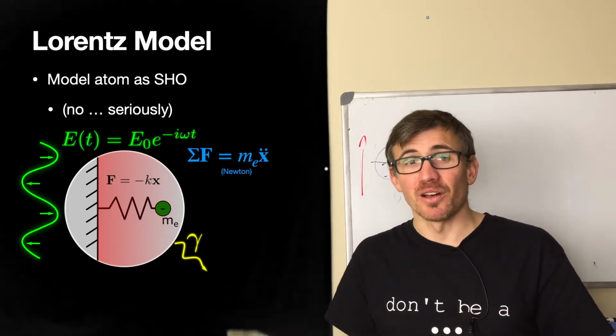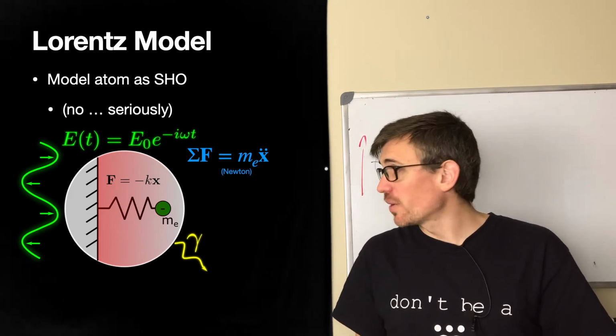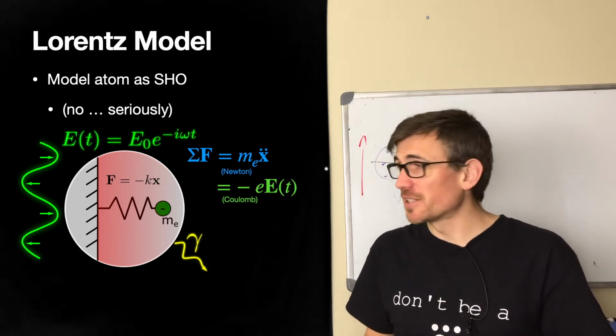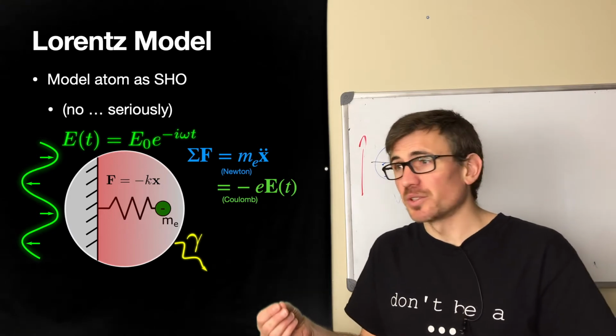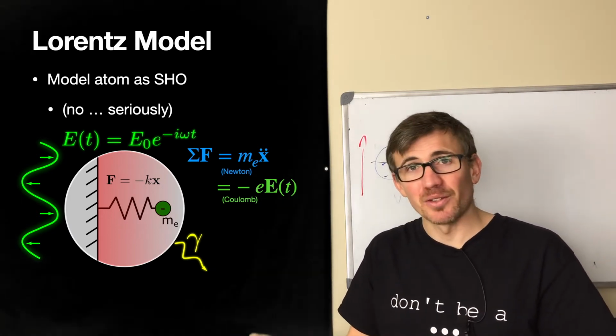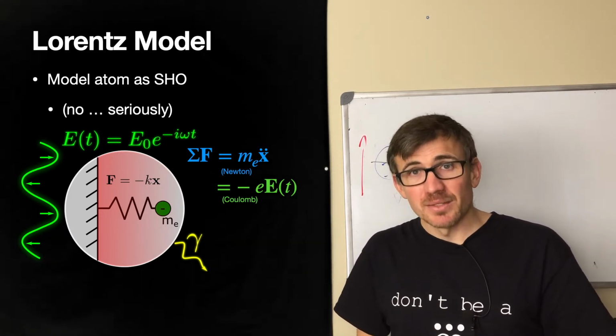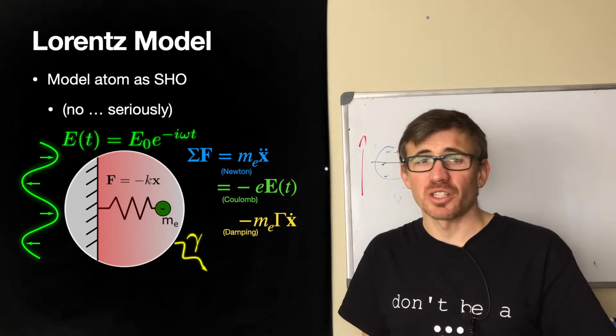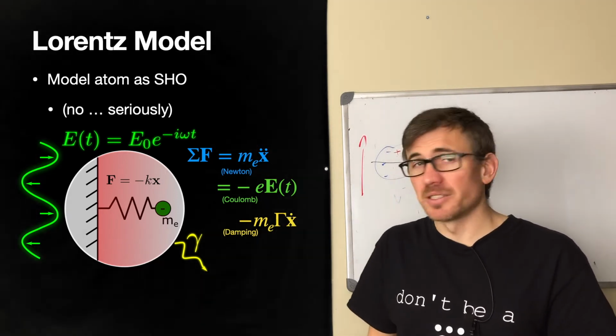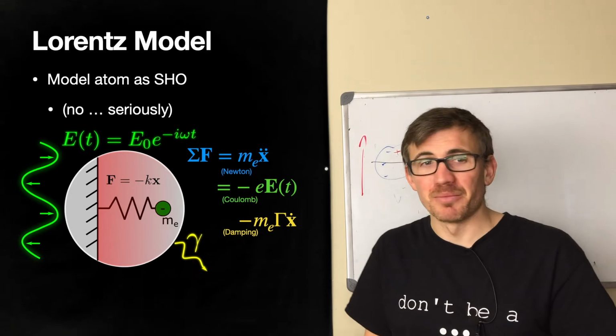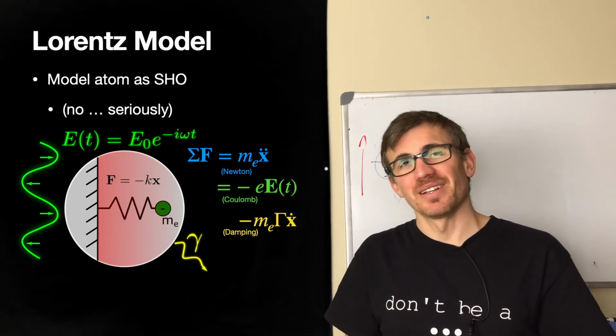So we have Newton's law, F equals ma. We also have the driving force. This is from Coulomb that says the force on the charge is equal to the charge times the electric field, QE. Great. We also have damping, right? We're just going to call that term gamma. Gamma is the damping rate. We have to times it by m to make things dimensionally correct here.